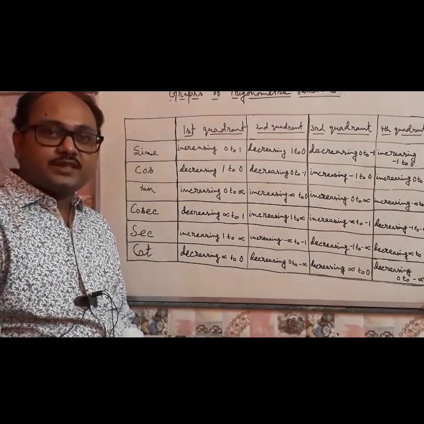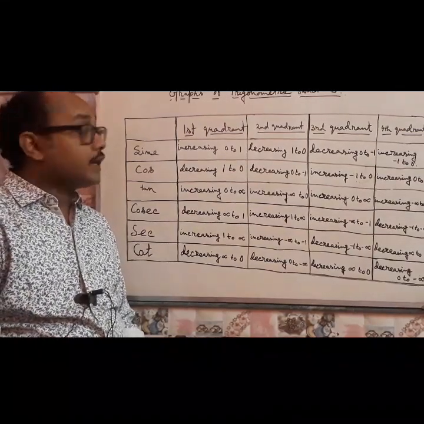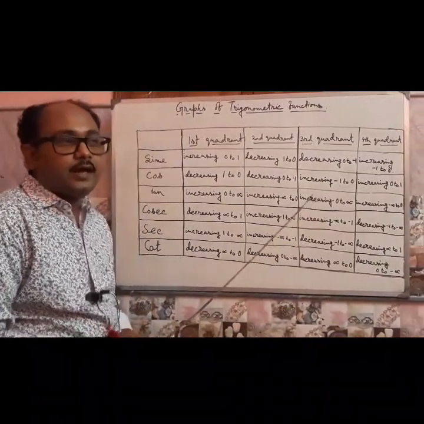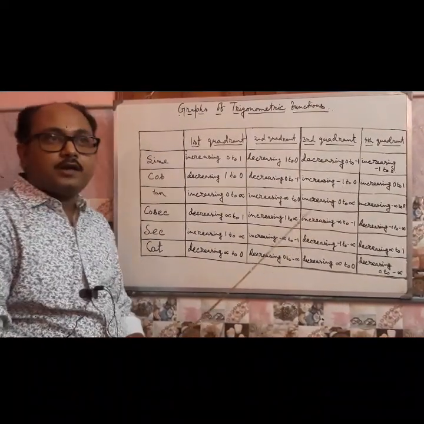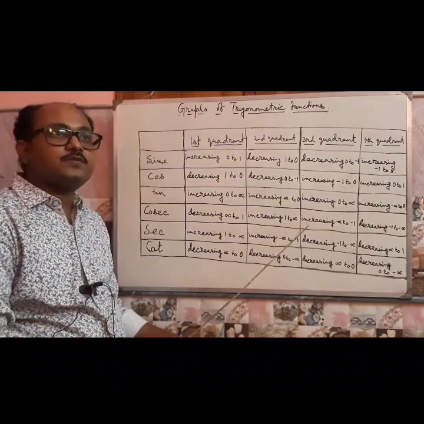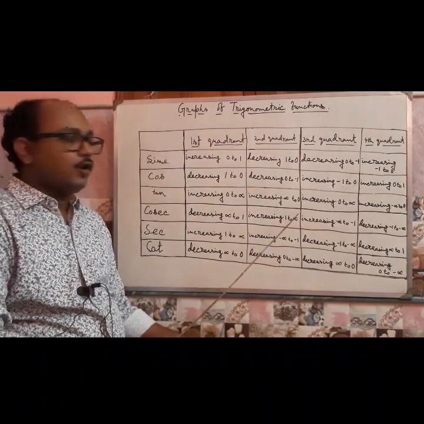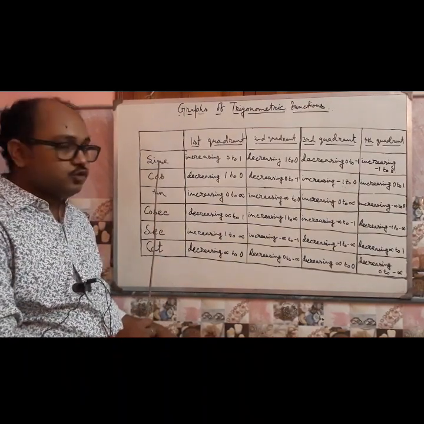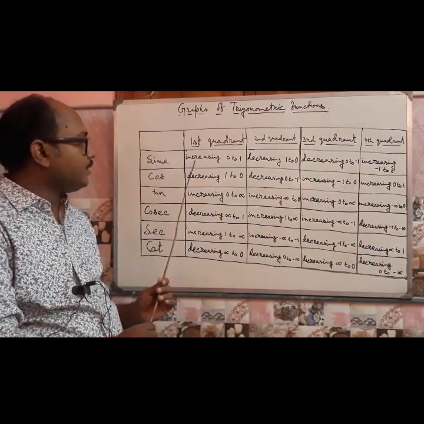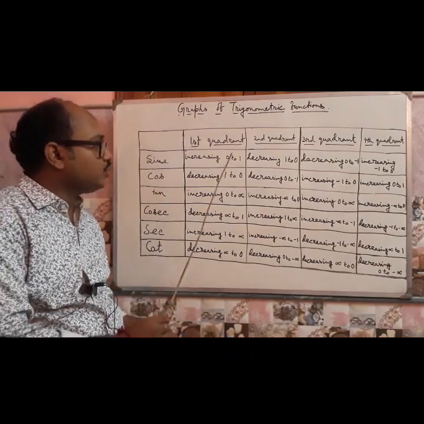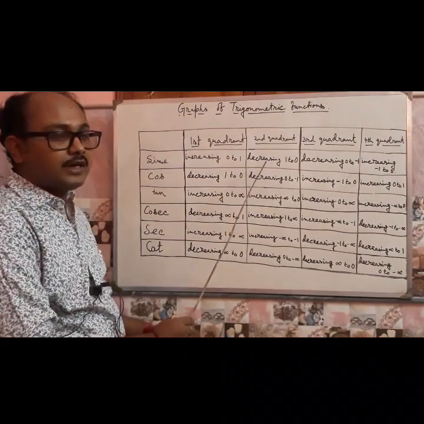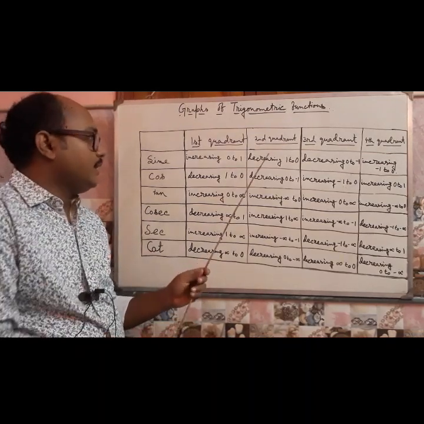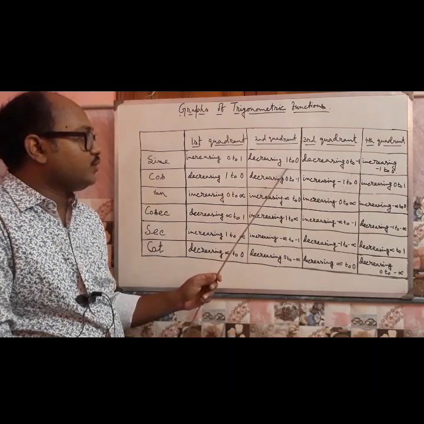Students, today we shall discuss the graphs of trigonometric functions. If we see the values of the 6 trigonometric functions for different angles, we can see this phenomenon: the values of sine in the first quadrant are increasing from 0 to 1, and in the second quadrant, that means 90 degrees to 180 degrees, that is pi by 2 to pi, the values are decreasing from 1 to 0.